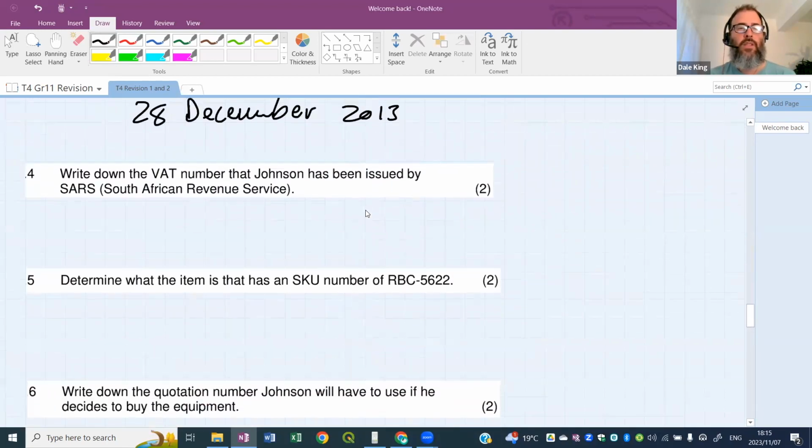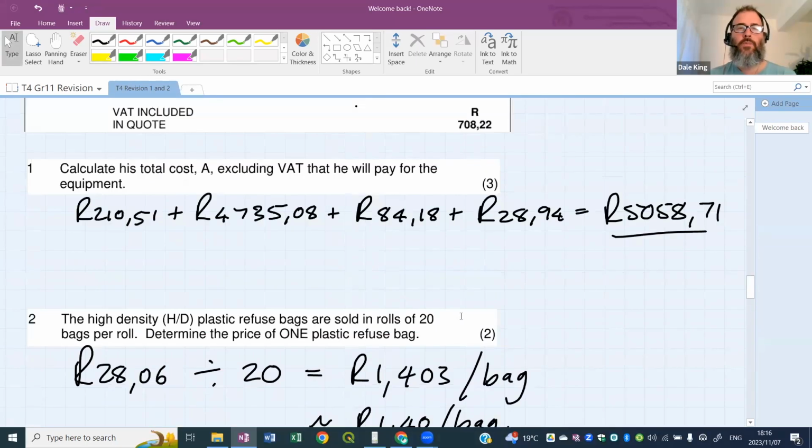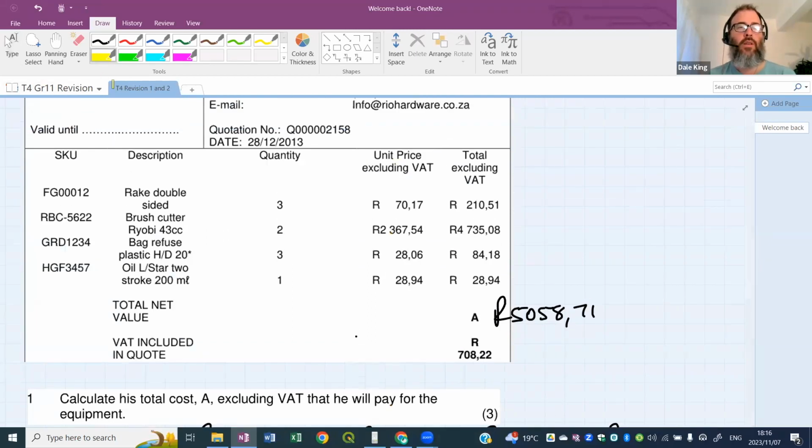Number 5. Determine what item. Yes, well done, Katlego. Determine what the item is that has an SKU number of RBC 5622. RBC 5622. Now remember that, RBC 5622. Which item has that number, RBC 5622? What is the item that has that SKU number? Can you all see it?